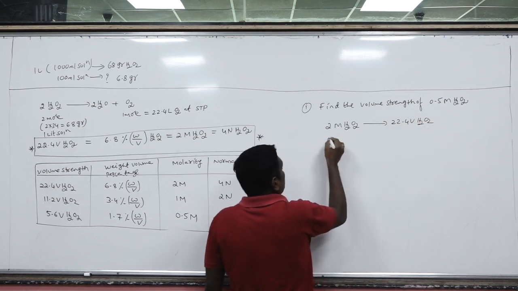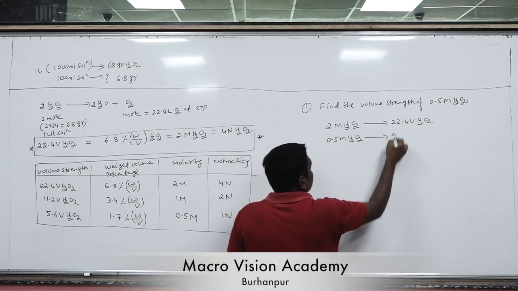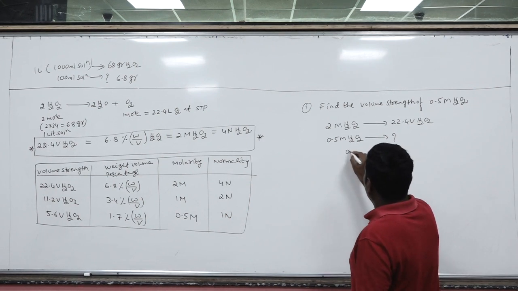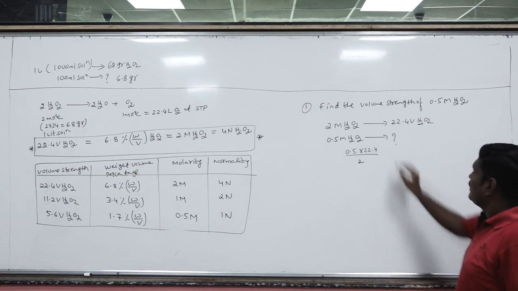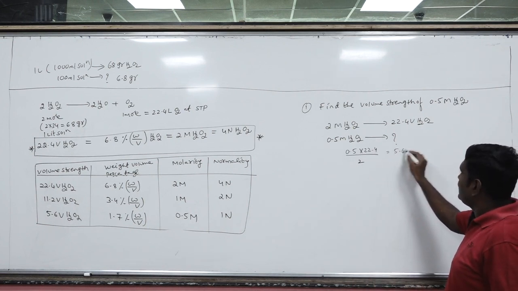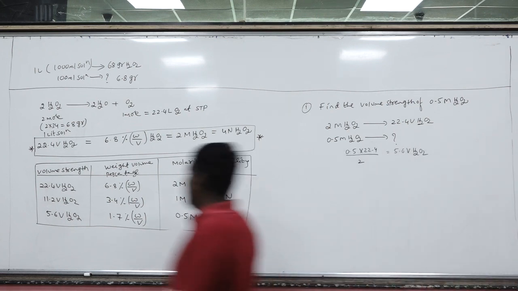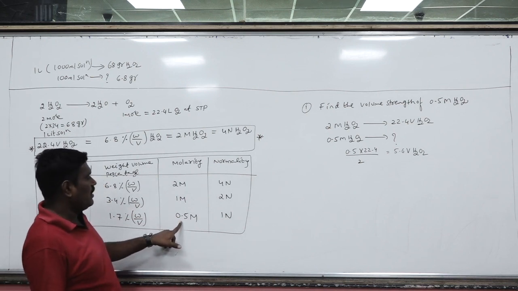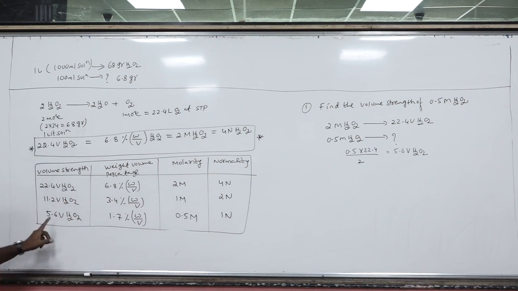Then for 0.5 molar H2O2, there is a unitary method directly, that is 0.5 into 22.4 by 2 molar, which is equal to what? 5.6 volume strength of H2O2. From this table also you can see 0.5 molar volume strength of H2O2 will become 5.6.